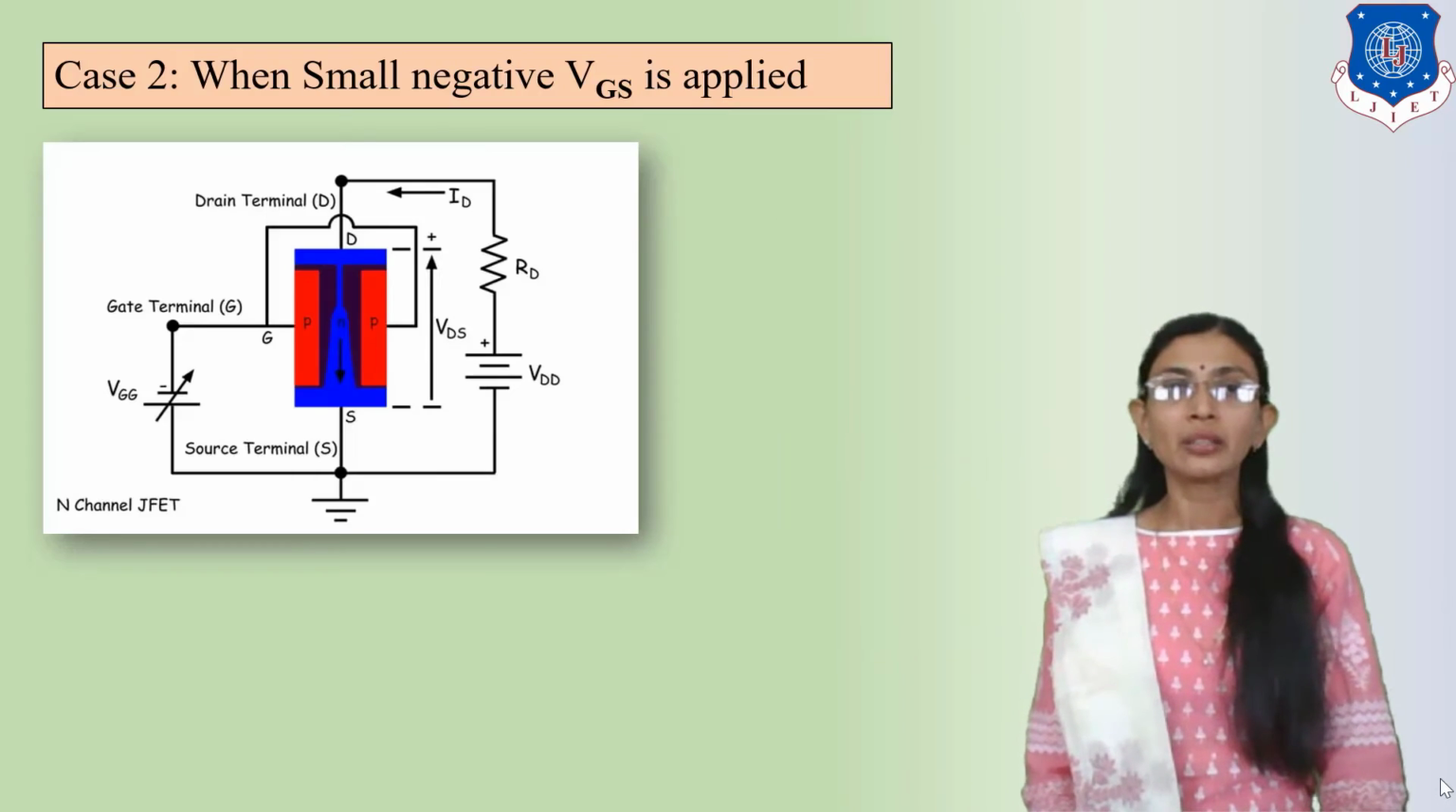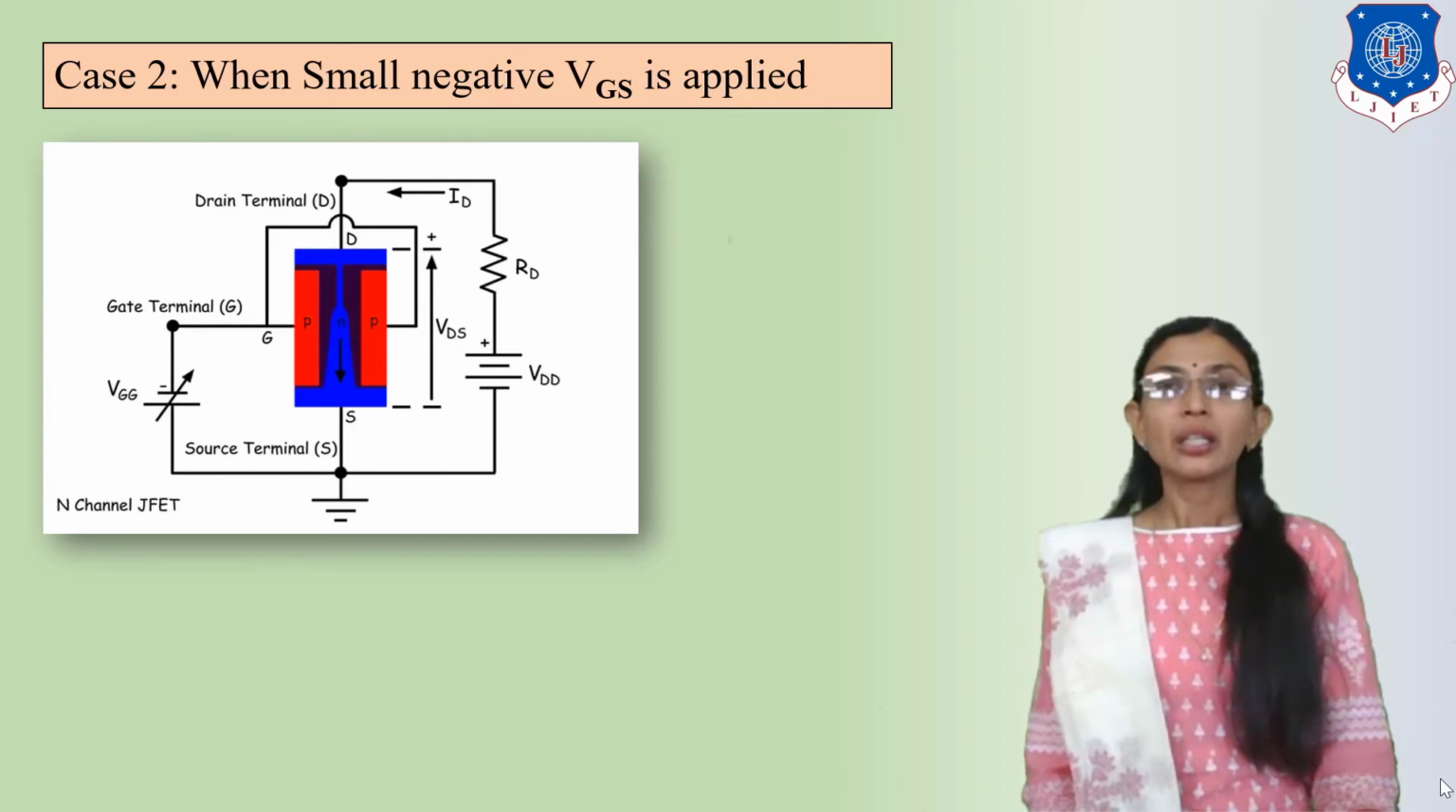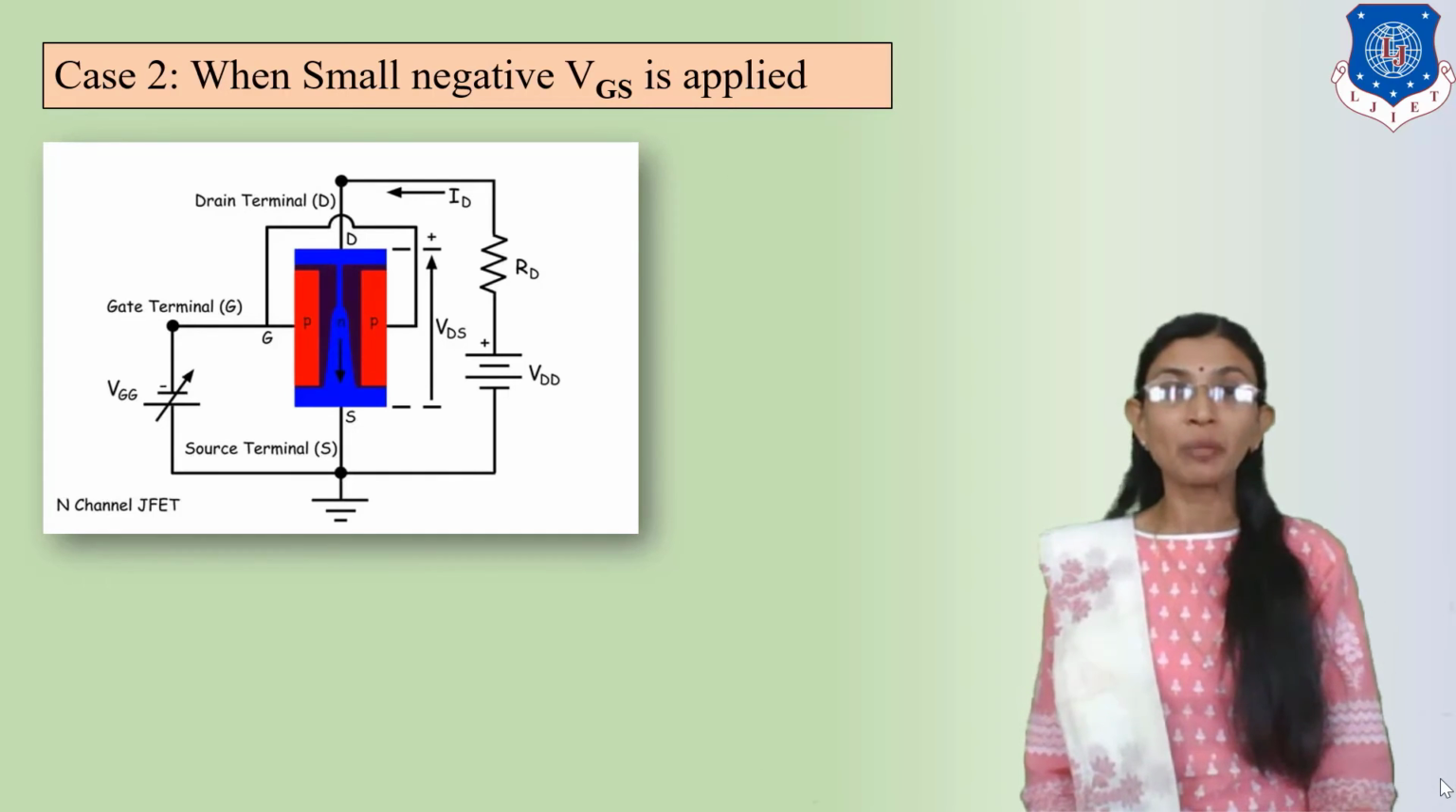Now let's do the case 2 operation. Small negative VGS is applied. That means a reverse bias battery is connected between gate and source. Initially I explained that the gate terminal is of p-type material. So for reverse biasing, the negative battery terminal is applied to the gate. For that, minus VGG is applied to the gate terminal, so if reverse bias is applied, what will happen? The width of the depletion layer will increase, and so the channel width will be reduced.